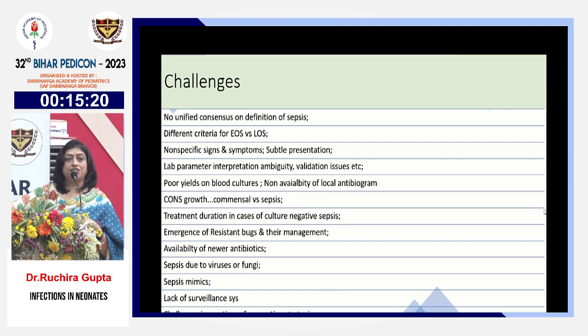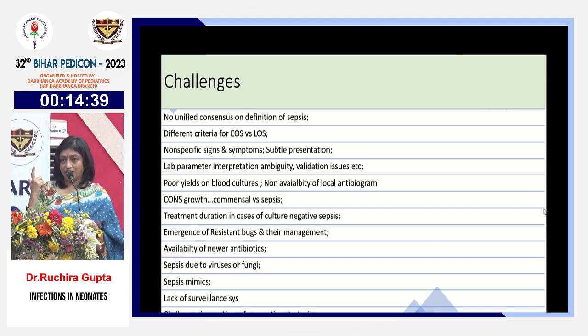Then lab parameter interpretation: there is ambiguity and validation issues. For example, if we talk about CRP and procalcitonin. So how many of you are getting procalcitonin done for investigation of neonatal sepsis? Dr. Amrita, Dr. Madhusudan, Dr. Chandra Mohan, and Sir Shivbachan Singh, sir. So procalcitonin also has its pros and cons. The advantage is that it picks up sepsis early, and it is one of the sepsis screens which is picking up infection fast.